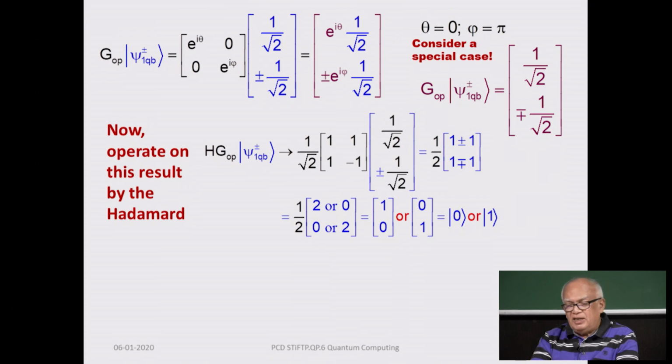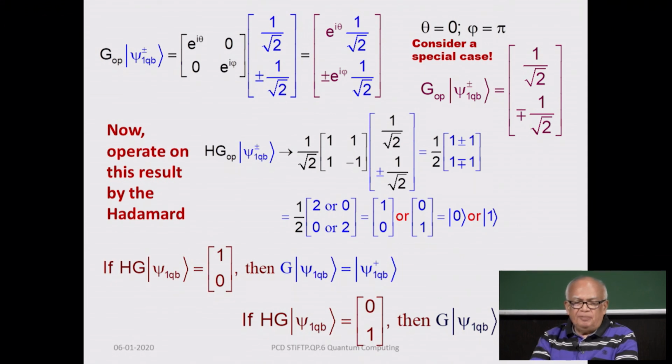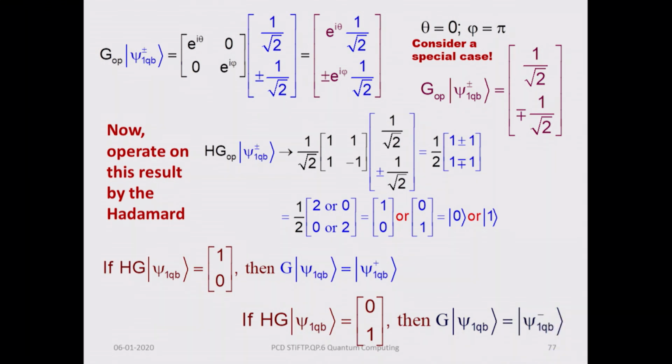The intermediate state seemed like you just had to pick a phase factor and it would not really matter, but what the subsequent operation by the Hadamard gate allows you to do is to determine if that state was either a 0 or 1.